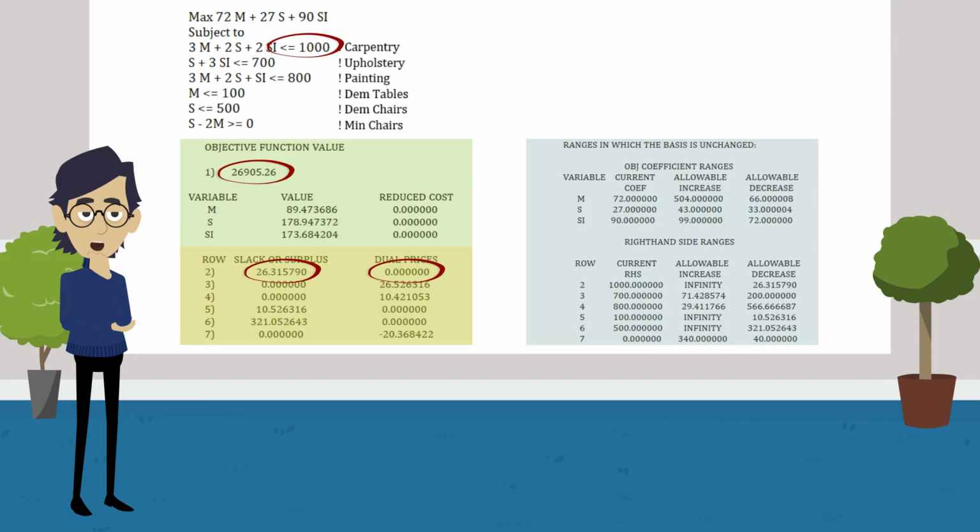Now then, if we had 1 hour less available of this resource, then the value of the objective function would not change, but there would be 1 less non-utilized hour.